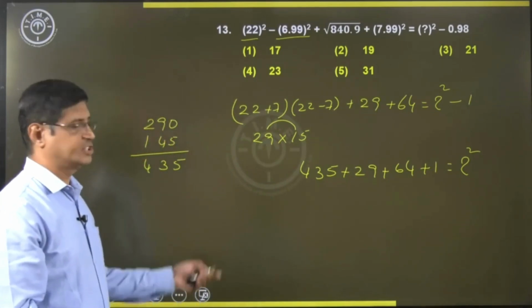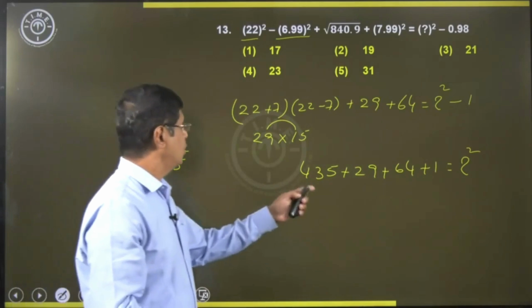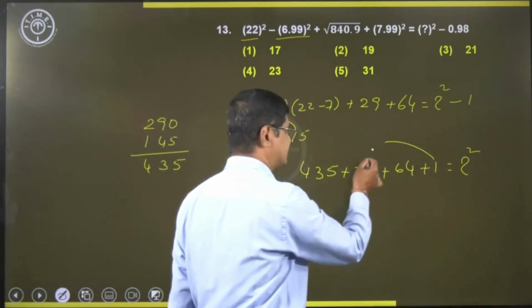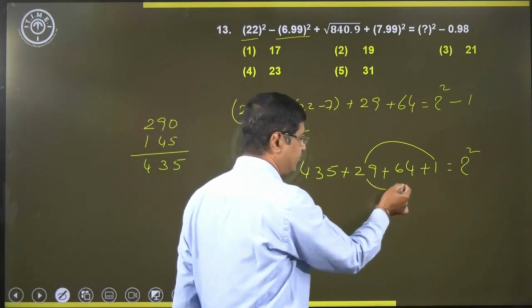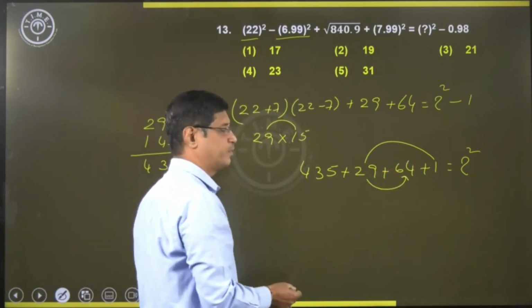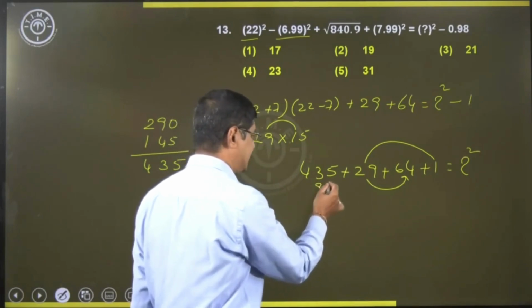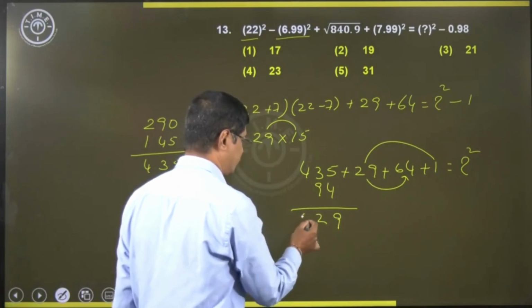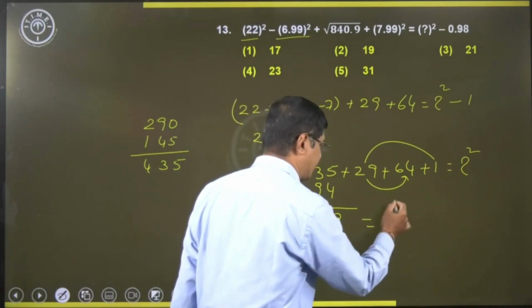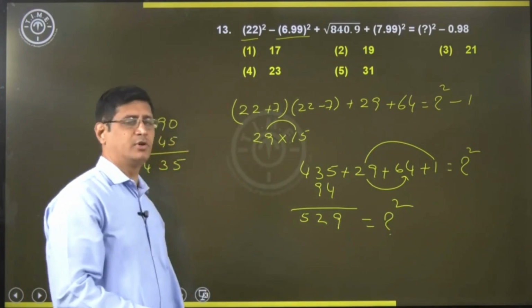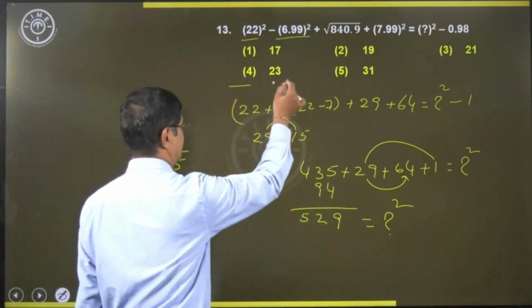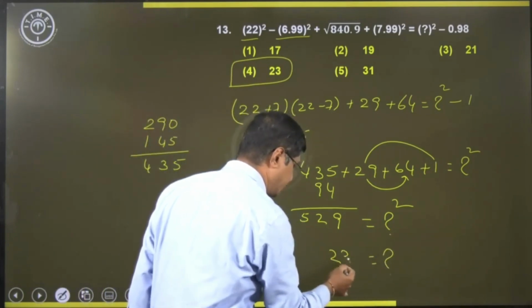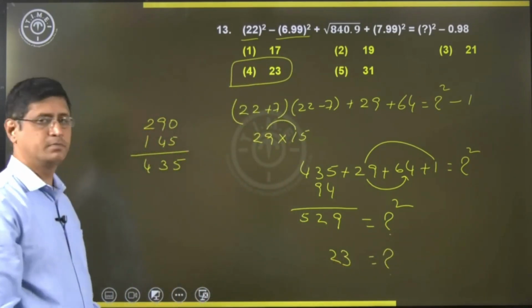Okay. Just to find out the value of the question mark, by adding all these values, what we get here, just look. So 1 plus 29 is 30. 30 plus 64 is 94. So when you add 94 here, what is the result? The result is 529. Question mark square is equal to 529. What is the value of question mark? That is 23. Option 4. The right choice is option number 4.